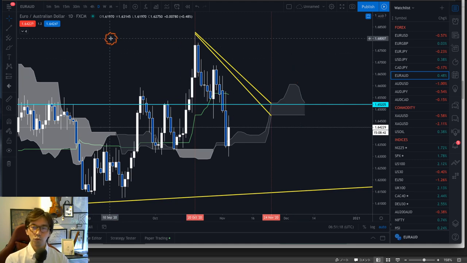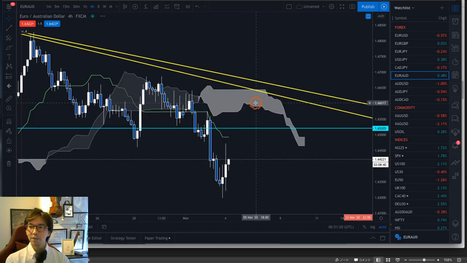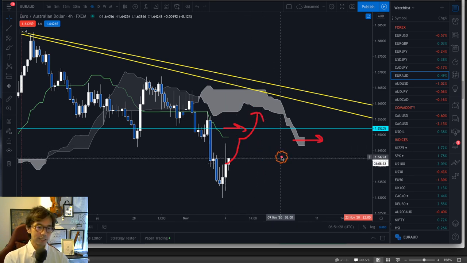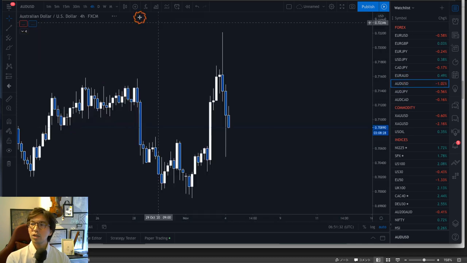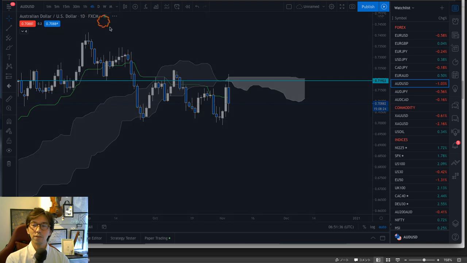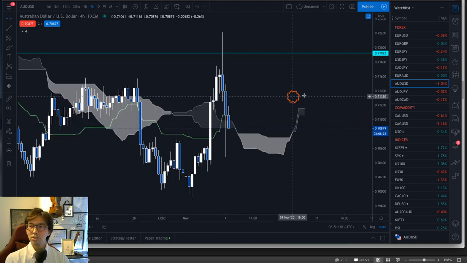And let's look at the 4-hour chart. In 4-hour, it's flat. You see Kumo flat, Kijun Sen flat. So the price may come back to Kijun Sen or Kumo. So not the best timing to look for sell chance in this market. So let's move on to AUDUSD. Daily chart, flat Kumo, flat Kijun Sen. 4-hour chart, flat Kumo, Kijun Sen.